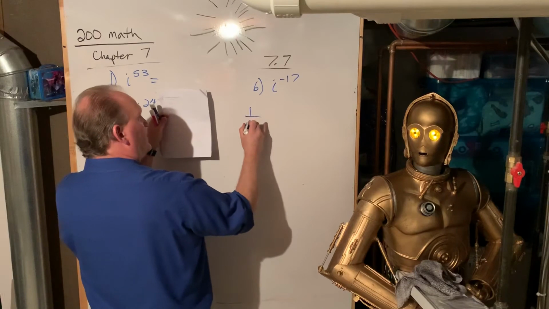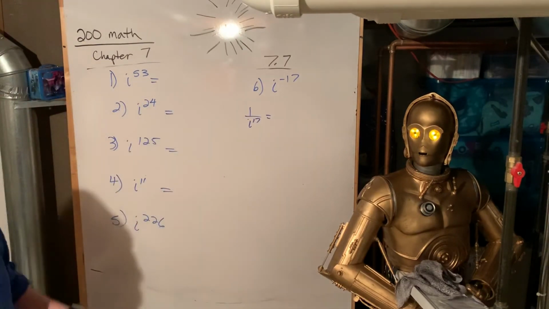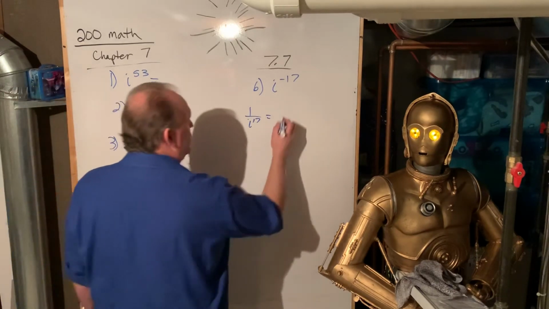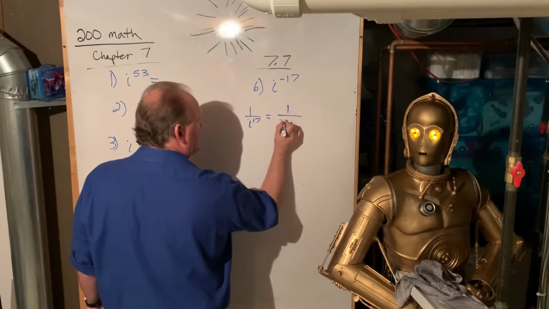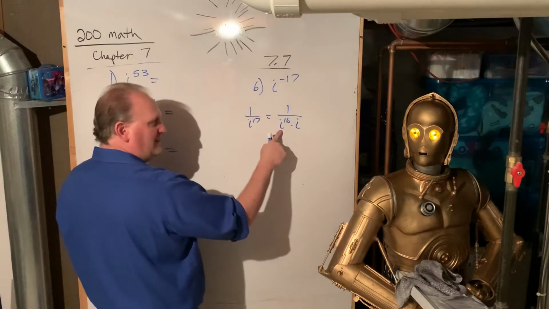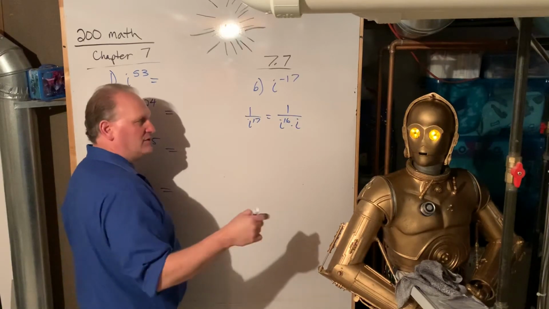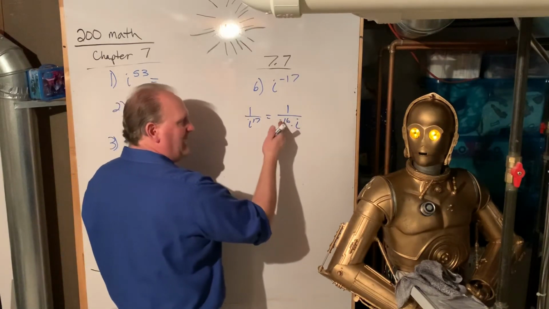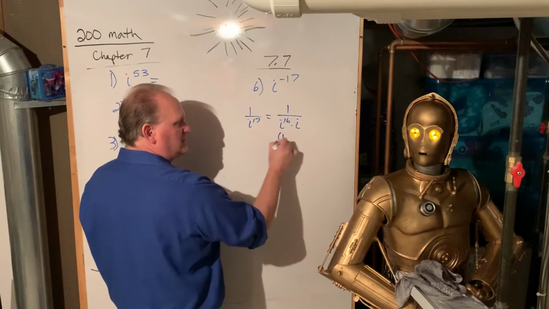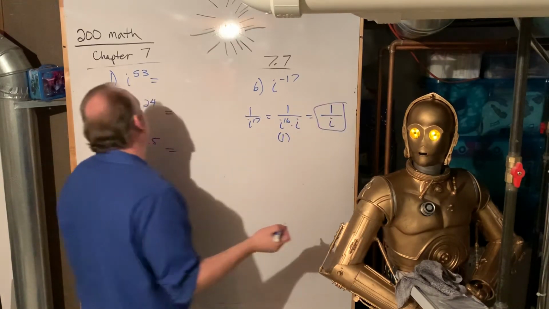So look, this is 1 over i to the 17th. But now, every 4 becomes 1. So if I think of this as i to the 16th times i, that's i to the 4th times i to the 4th times i to the 4th times i to the 4th, or 1 times 1 times 1 times 1, or just plain old 1. So i to the 16th is really just 1. So this is 1 over i, and that's it.